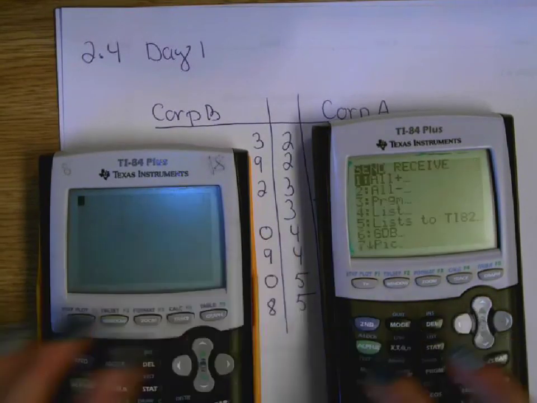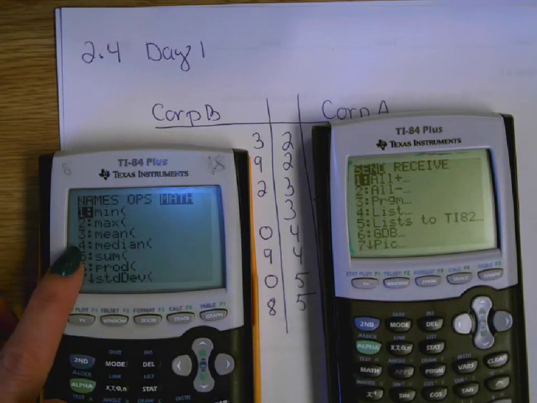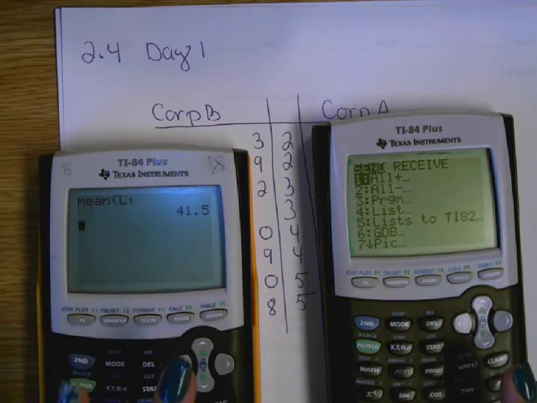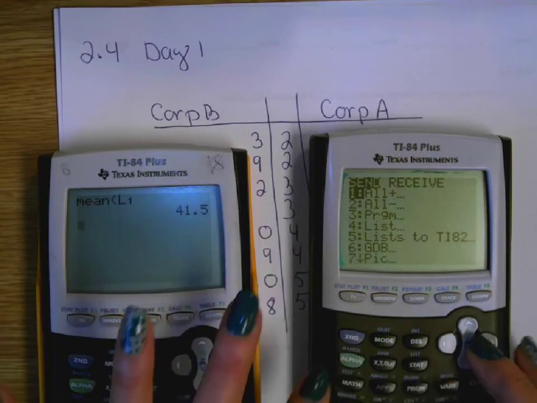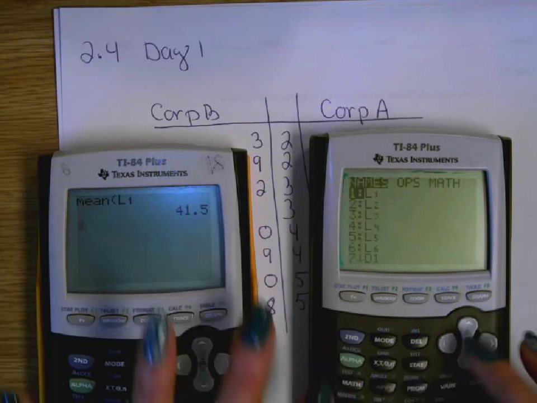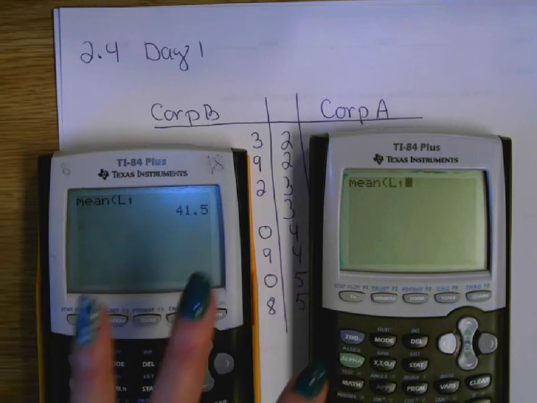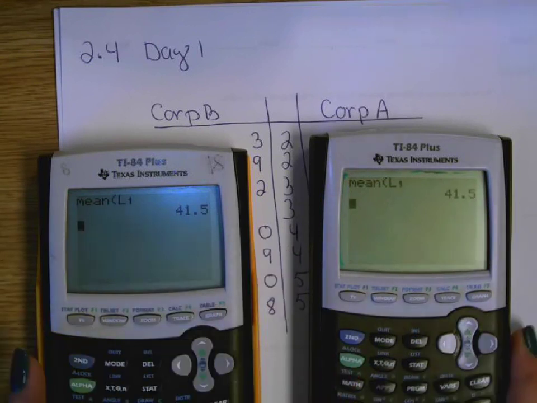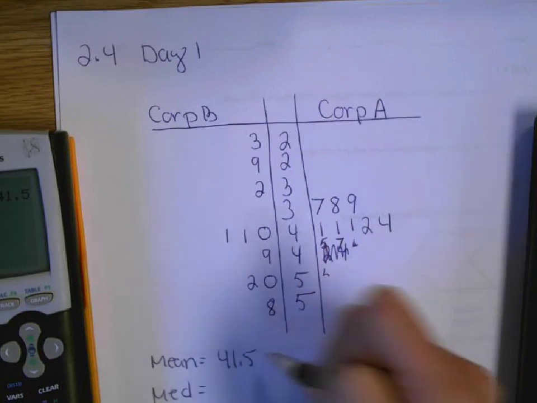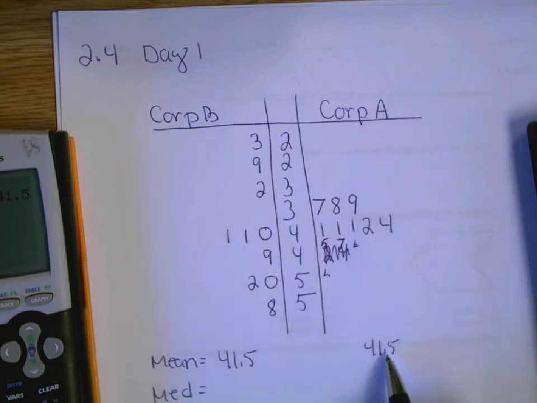So I will do both of them at the same time. Here we go into list, over to math. I want the mean salary first for that corporation. Over here, same thing. List, over to math. The mean for list 1. Oh, okay, so both corporations have the exact same average starting salary. And remember, these are in thousands of dollars.